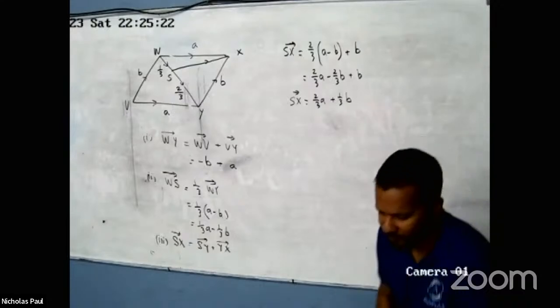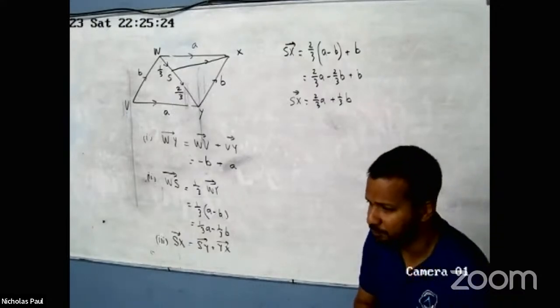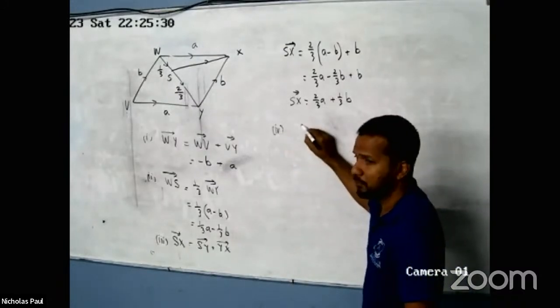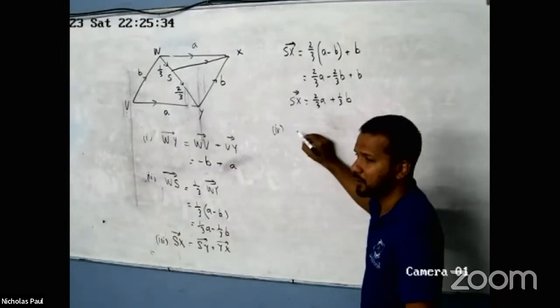What do they ask for after again, to show the collinear? So we have to show that what is collinear? What are the letters? R.